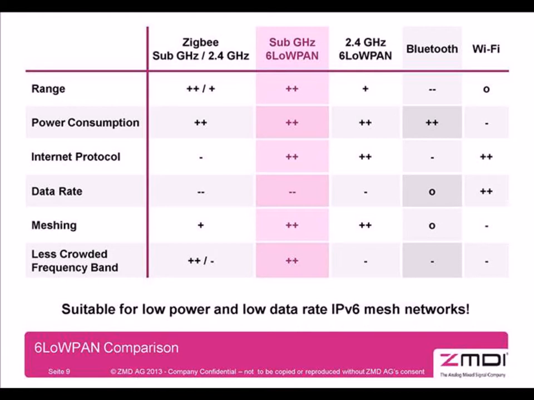We also support meshing and multi-hop, so if you have to bridge over a really long distance, you just add some hops in the middle, and so we can communicate from the gateway to the end node with hopping. And one main advantage of a SubGHz solution is that you can use a less crowded frequency band. All in all, we can say it is suitable for low power and low data rate IPv6 network applications.